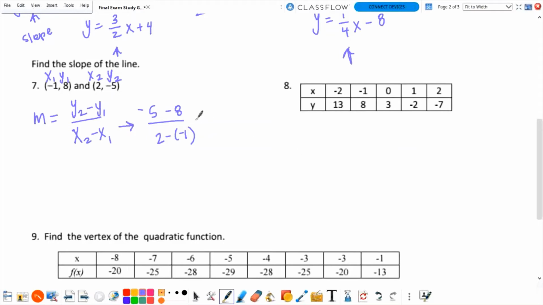All right, and then we just need to solve it. So negative 5 minus 8 gives us negative 13. And 2 minus negative 1, that's 2 plus 1, which is 3. We can't do anything else to simplify that, so this is your answer, negative 13 over 3.